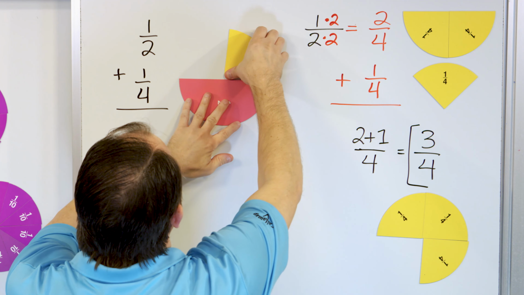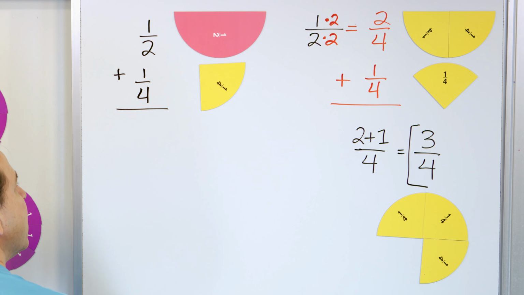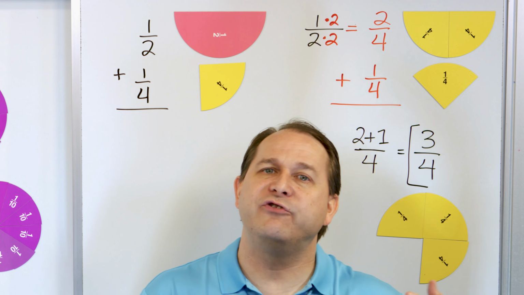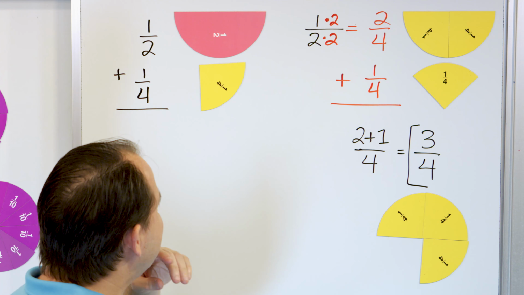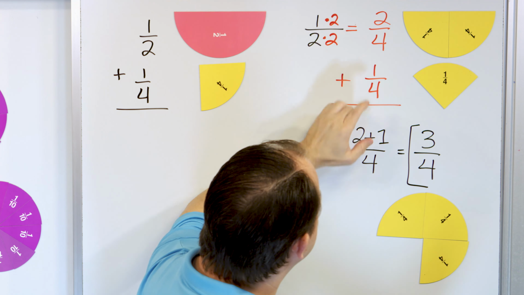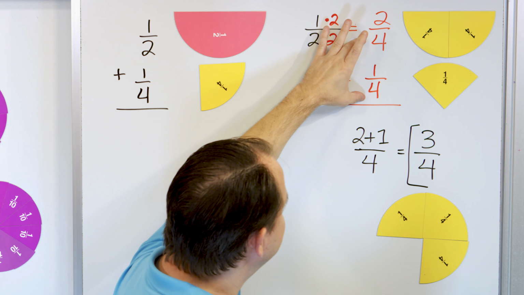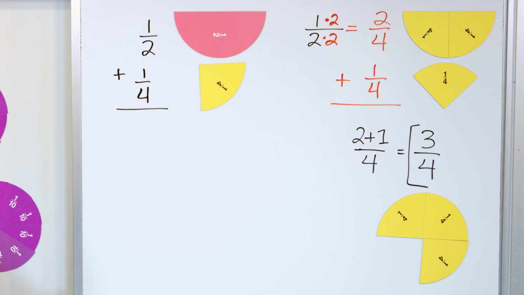So from using the models or from drawing pictures, you can kind of figure out what it's supposed to be. But ultimately, we're going to drop the drawings here. We're not going to be doing that for every problem because it just slows us down. What we need to do is just find a common denominator and then add the fractions after we get a common denominator, which is what we've done here. And then we get the answer and simplify it if we can.